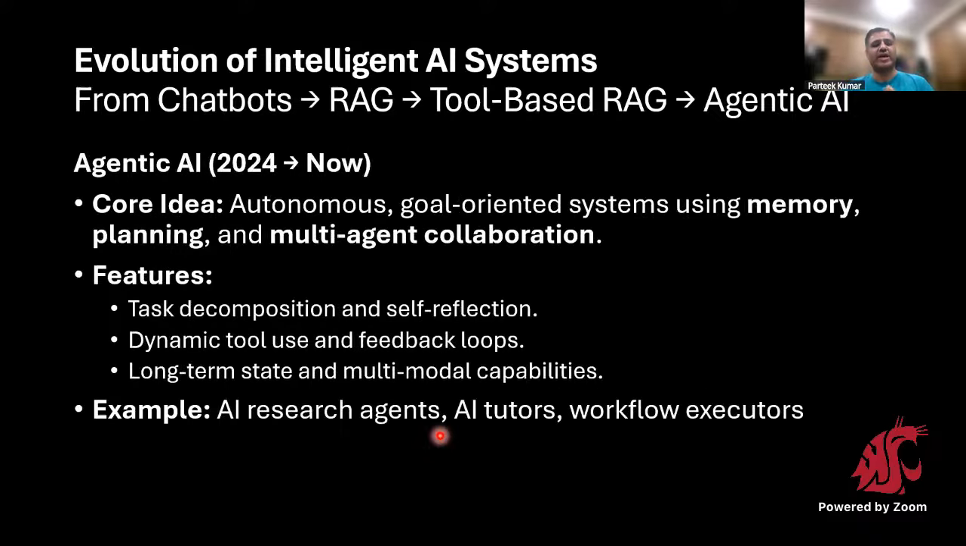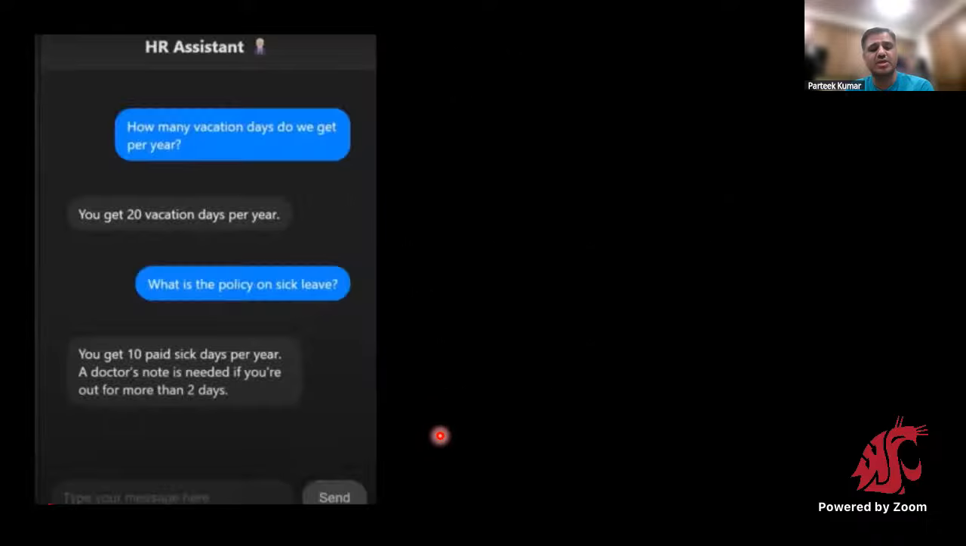And then finally, we came to agentic AI, which is a very new term from 2024. We have started using this, which is actually an autonomous, goal-oriented system, which has its own memory and planning, and we can even have multiple agents working in a collaborative way to perform tasks autonomously. There are multiple applications for that, for example, AI research agents, AI tutors, workflow executors, and so on. We will be covering all those agents in this session.